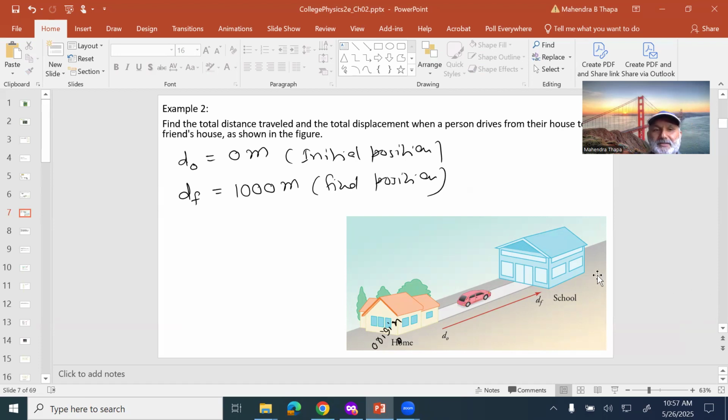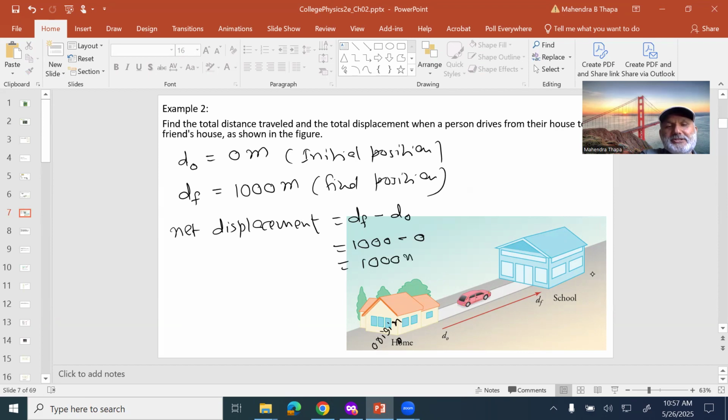So in this case, we can see again, as before, net displacement we can write as final position minus initial position. In this case, it will be 1,000 minus 0, which is basically 1,000 meters. And the net displacement and distance covered are also 1,000 meters, right?